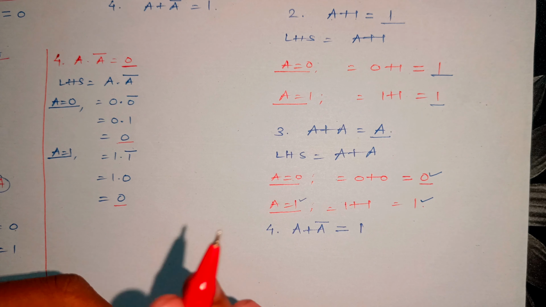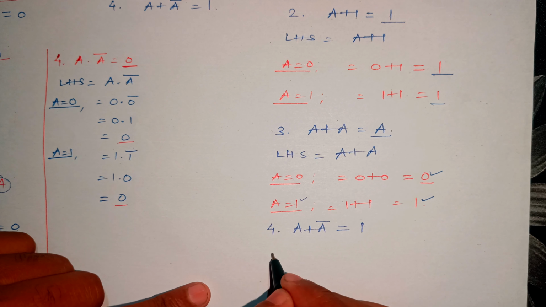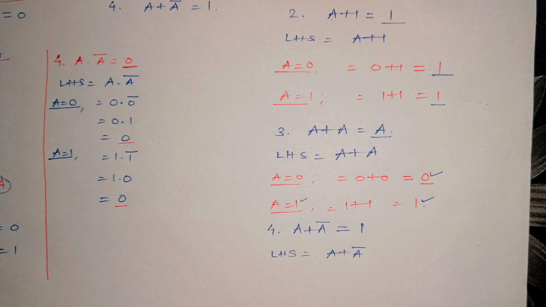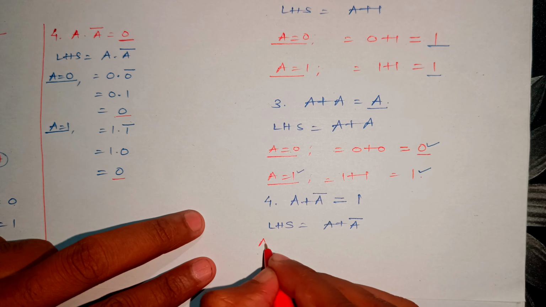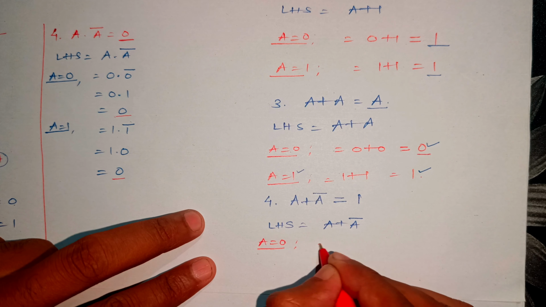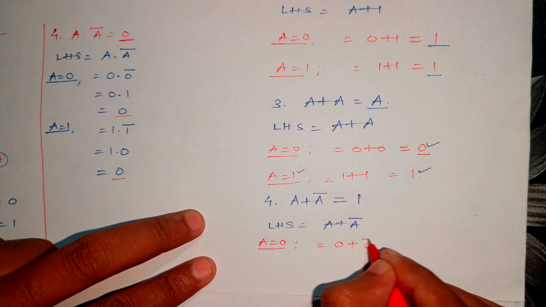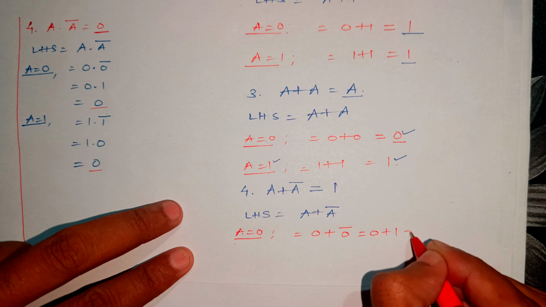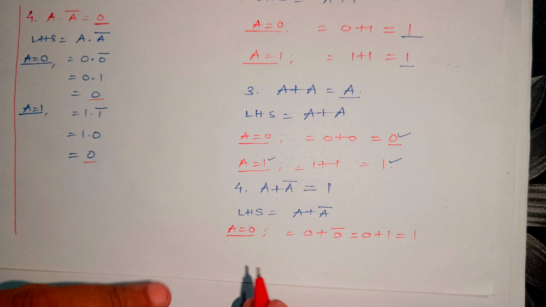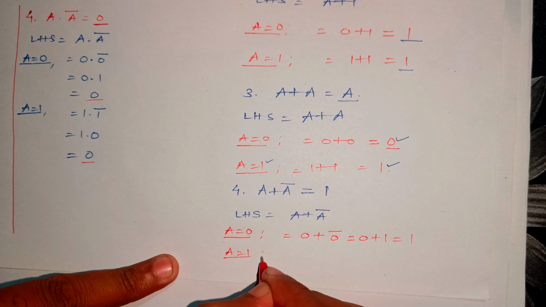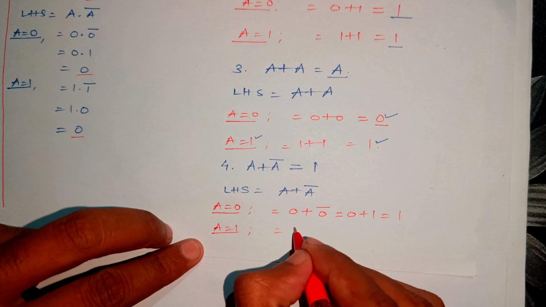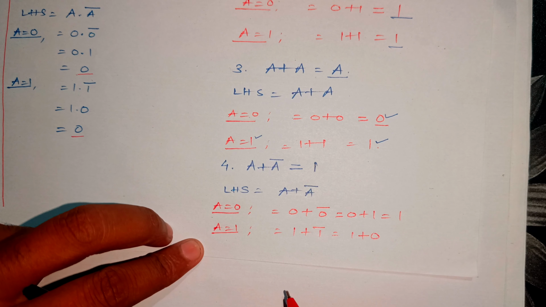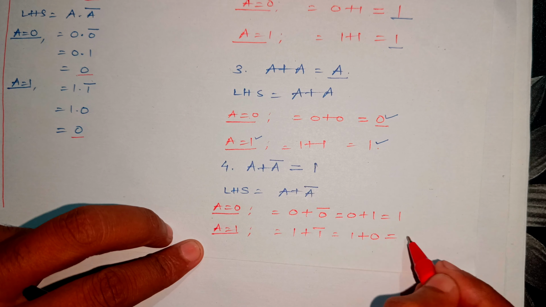We'll go for it. Let's start with taking the LHS term. A plus a bar. Assume those values. First, a0. We'll get 0 plus 0 complement. 0 plus 0's complement will be 1. And 0 plus 1 will be 1. Similarly, a1, if we consider, we'll get 1 plus 1 complement. It will be 1 plus 1 complement 0. And we know that 1 plus 0 will be 1.